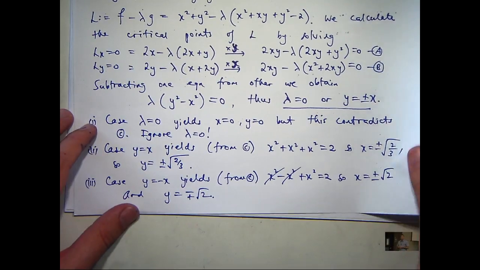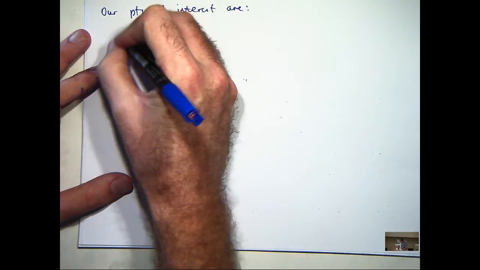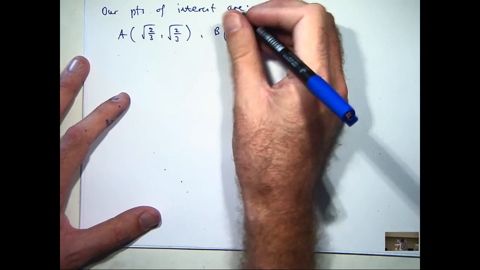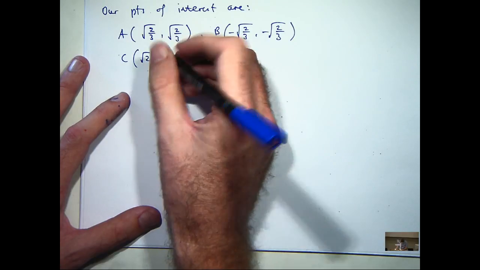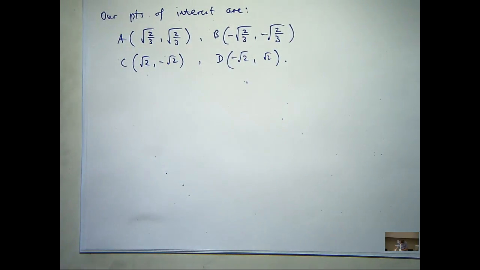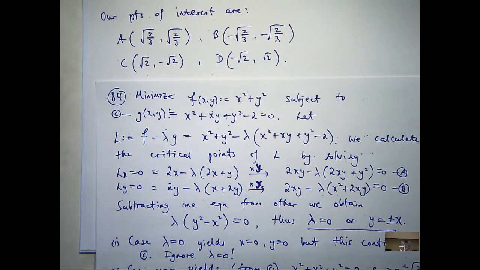So we've got 4 points of interest. Okay, so here they are. So all we have to do now is go back to our F and evaluate it at points A, B, C, and D. We're interested in the minimum value, right? So we want to put all these points into F and look for the minimum value.